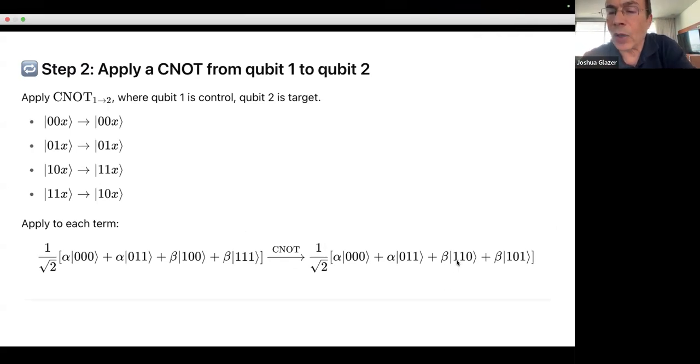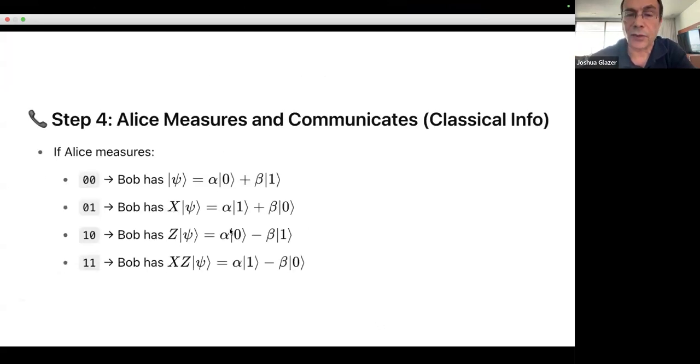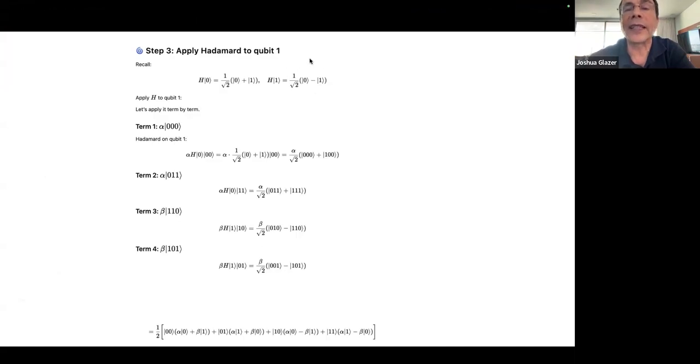Okay. I have a beta 1, 1, 0, and I want to Hadamard it. Okay? So let's see what happens. I had the 1, 1, 0. I'm Hadamarding the 1. Hadamarding 1 simply gives me this. And this is why we get the minus here. But everything we see here makes sense. You agree with me, right?